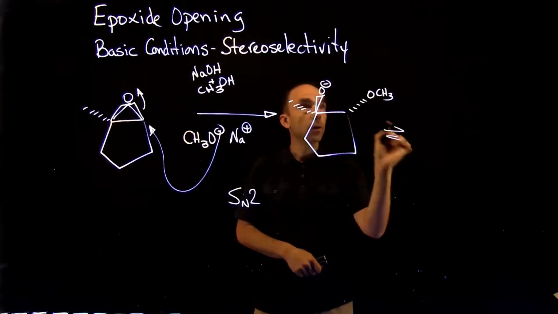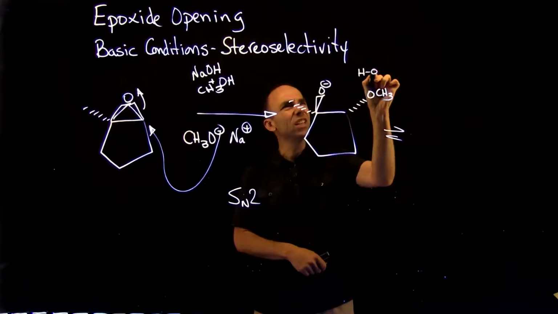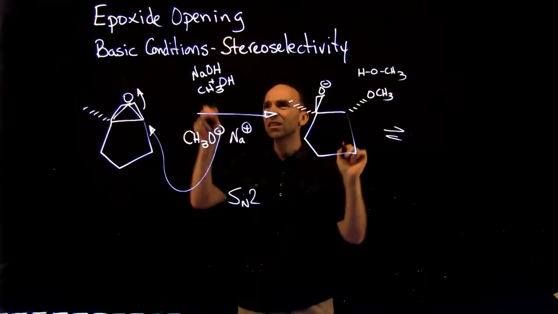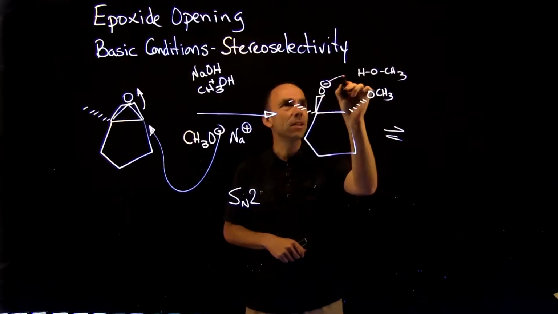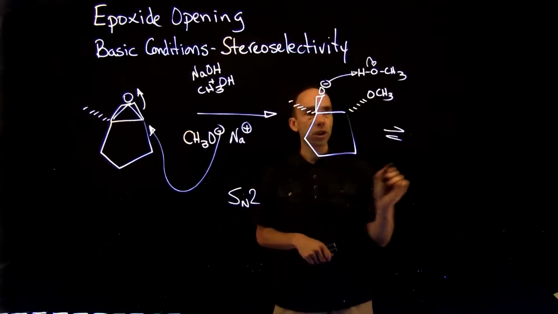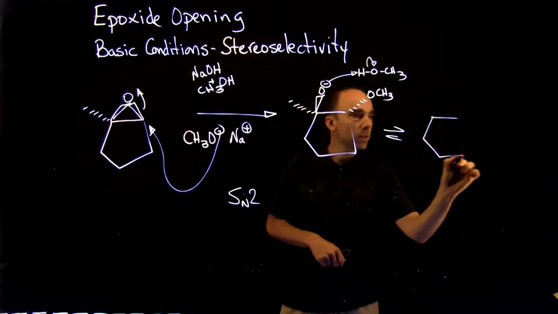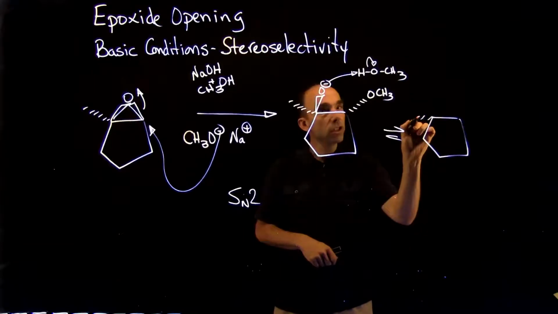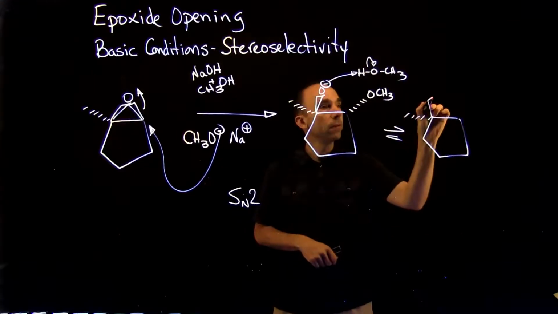The next step will be protonation with the solvent. Solvent in this case is methanol, so we're going to have protonation of the oxygen forming reversibly without any change of stereochemistry the final product.